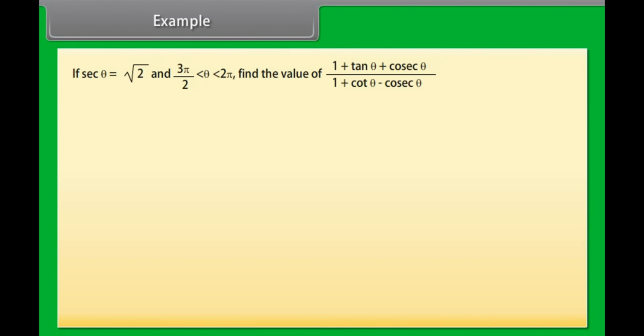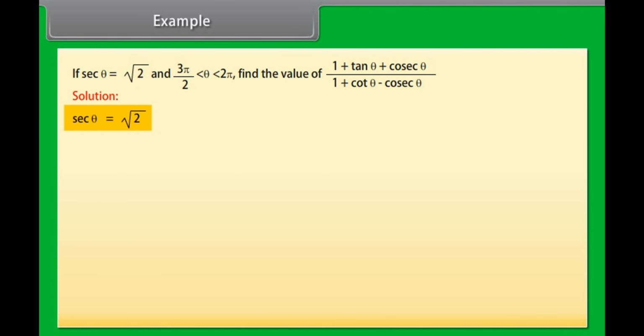Example. If sec θ = √2 and 3π/2 < θ < 2π, find the value of (1 + tan θ + cosec θ) / (1 + cot θ − cosec θ).